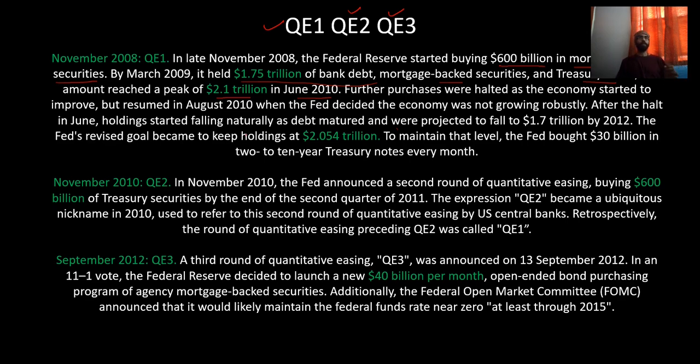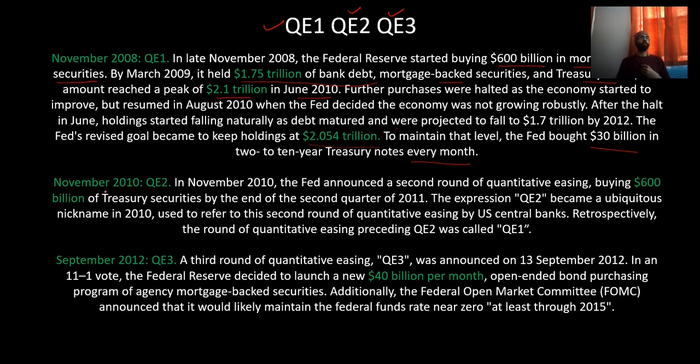After the halt in June, holdings started falling naturally as debt matured and were projected to fall to 1.7 trillion by 2012. The Fed's revised goal became to keep holdings at 2.054 trillion. So they kept buying just to maintain the levels of their assets on the balance sheet, right? They kept their absorption going even after the peaks were reached. To maintain that level, the Fed bought 30 billion in 2 to 10 year treasury notes every month. This is how they kept it. Every month they bought 30 billion worth of assets from the system.